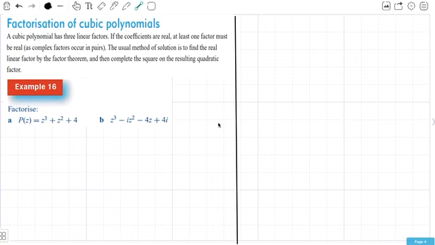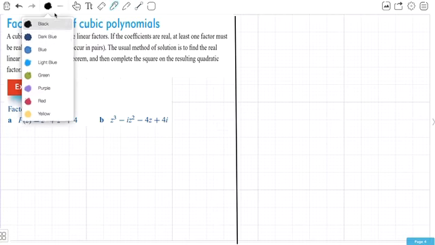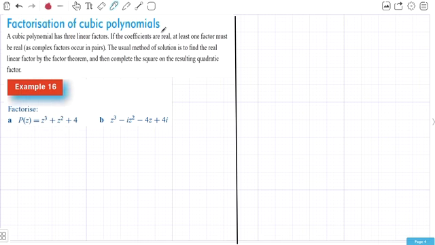So factorisation of cubic polynomials is very similar to quadratics. Again, the key thing here is that if the coefficients are real, we have a particular result, which is that at least one factor must be real, okay? And then complex factors occur in pairs, as we've seen before. So that's the difference between this one and the quadratic, is that at least one of the factors will be a real factor, and that's because we have one more power here than we did before.